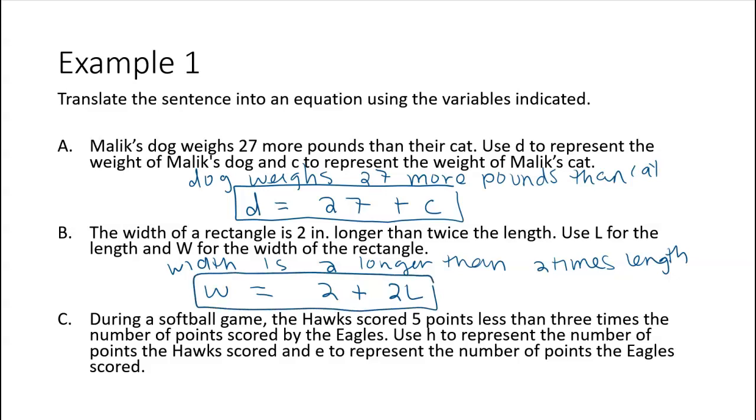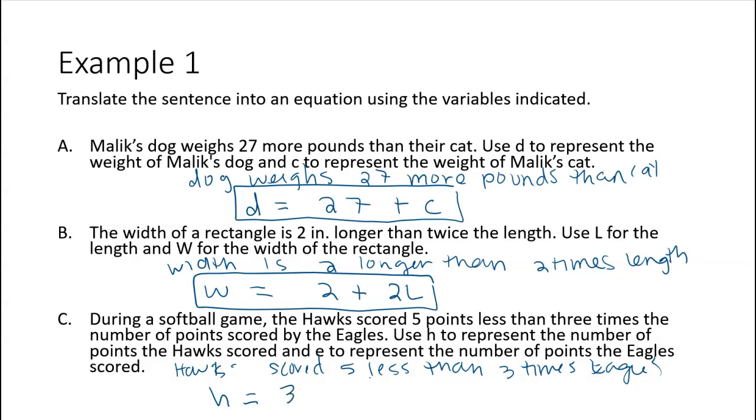During a softball game, the Hawks scored 5 points less than 3 times the number of points scored by the Eagles. Use H to represent the number of points the Hawks scored and E to represent the number of points the Eagles scored. So the Hawks scored 5 less than 3 times the Eagles. The "less than" is a little bit confusing because "less than" comes after. We need to know what happened first to take less.